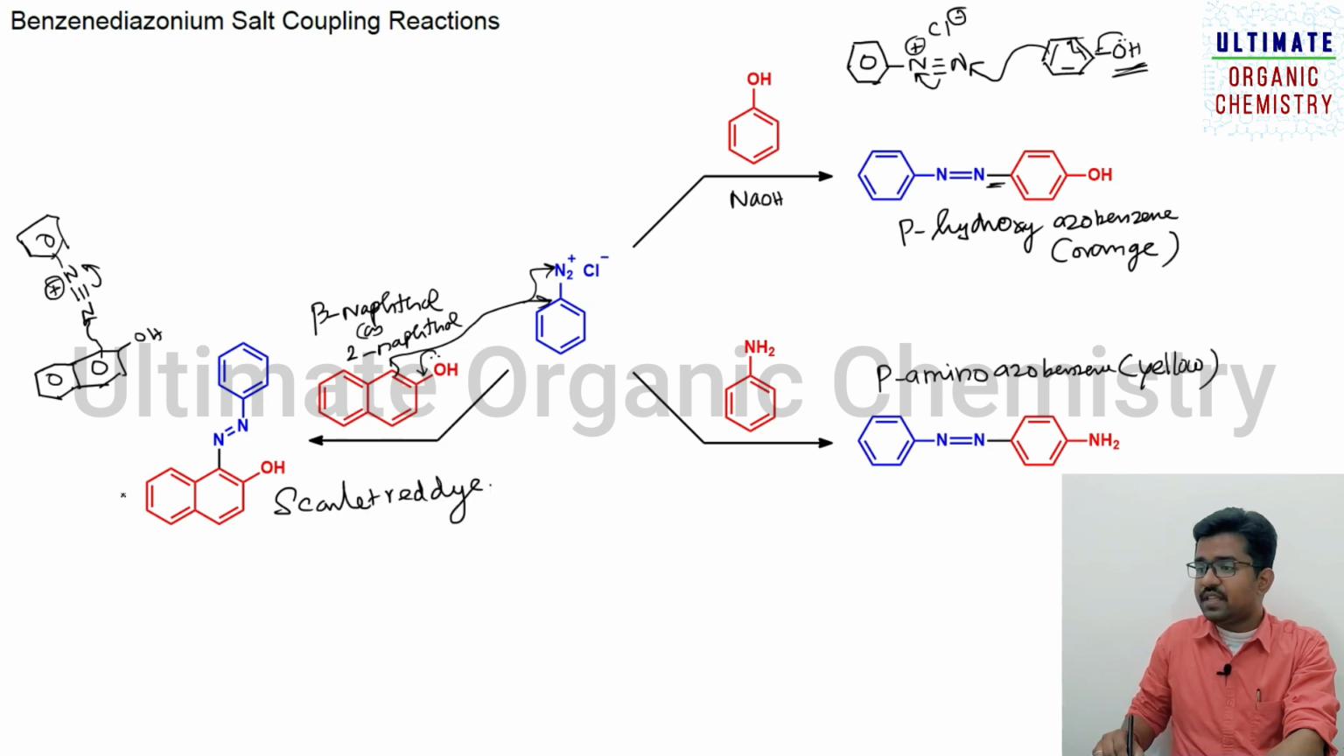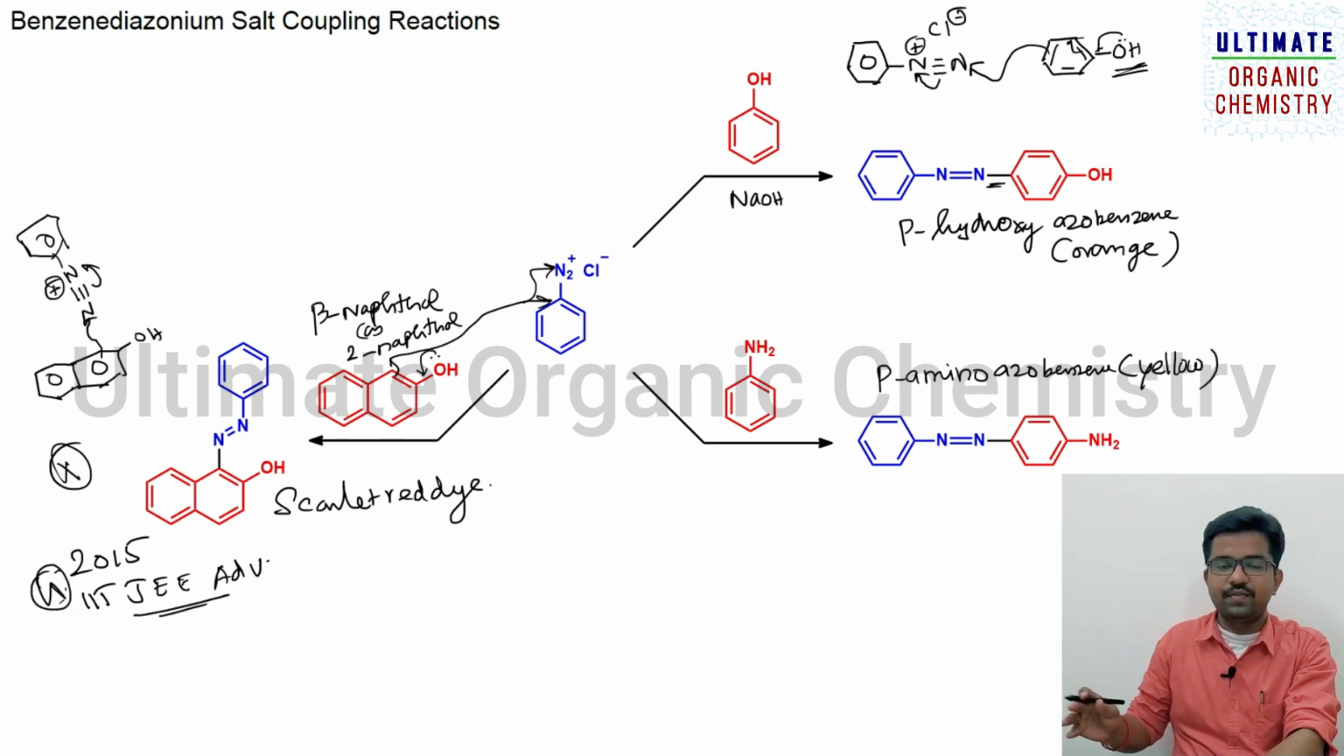Please remember, this question was asked in the 2015 IIT JEE Advanced entrance examination. You can check the question also. So all three compounds are called azo compounds. This reaction should be carried out in the presence of sodium hydroxide. These azo compounds are bright in color. They are used as dyes. Please remember the application of these azo compounds also.